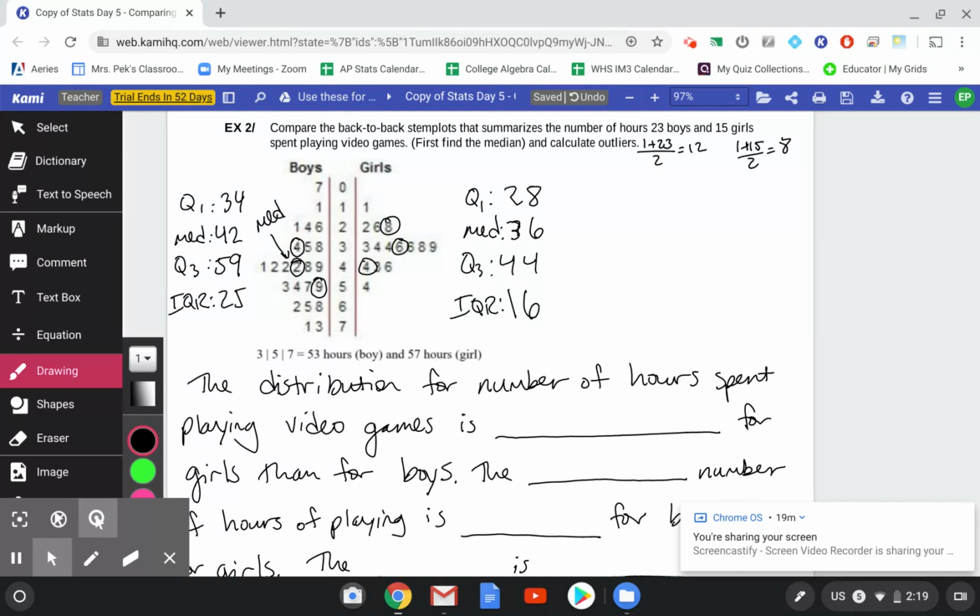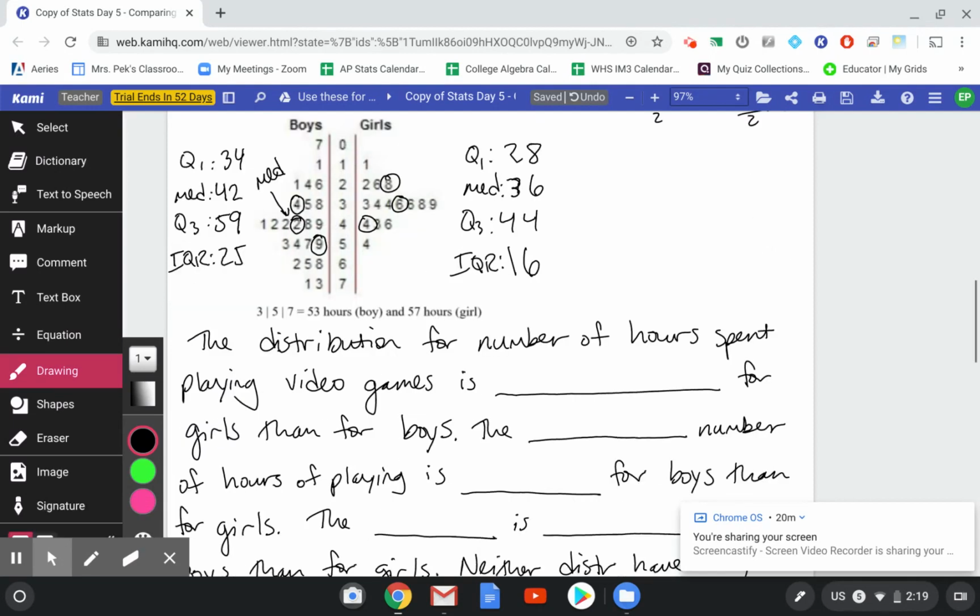So the distribution for number of hours spent playing video games, we always want to put that context in there. And we're going to do shape. So shape, if you look, they're both pretty symmetric. But if you look at the girls, it's perfectly symmetric, which is beautiful. So I'm going to say that it's more symmetric for girls than boys. Sorry, my pen is lagging here. Looks horrible.